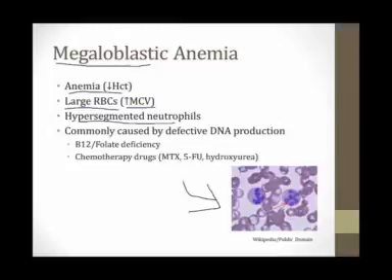Megaloblastic anemias are commonly caused by any process that leads to defective DNA production. The classic examples of causes of a megaloblastic anemia are a vitamin deficiency of B12 or folate. However, this type of anemia also occurs in patients on chemotherapy drugs like methotrexate, 5-FU, or hydroxyurea, all of which we'll talk about in this module.